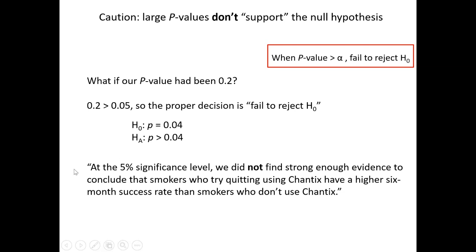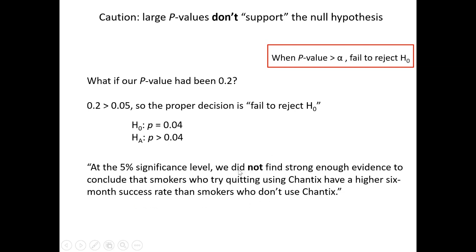So a good way to word this without sneaking over the line and concluding that the null is true, because we don't know that for sure, we might say something like, at the 5% significance level, we did not find strong enough evidence to conclude that smokers who try quitting using Chantix have a higher 6-month success rate than smokers who don't.